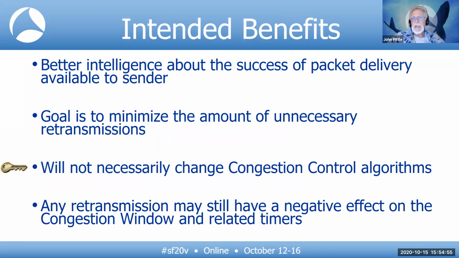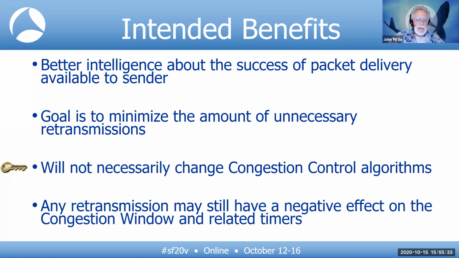And of course, just recapping, the intended benefit is to give the sender better intelligence about the success of packet delivery based on what we're hearing back from the receiver via the ACK mechanism and the selective ACK mechanism. What we're hoping to do is minimize the amount of unnecessary retransmissions. If we can know that, hey, there's a segment missing, but there's 4 segments after that that were received, we don't have to retransmit those other segments. We just need to retransmit the missing segment.